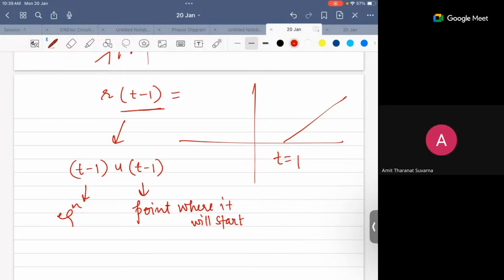Is this clear to everyone? How can we write the ramp function in the form of a unit step function?